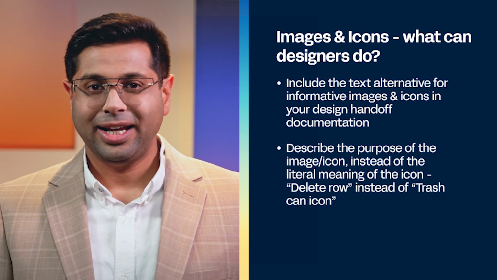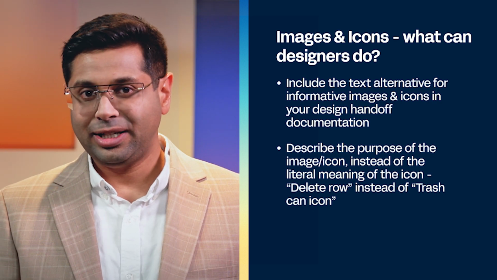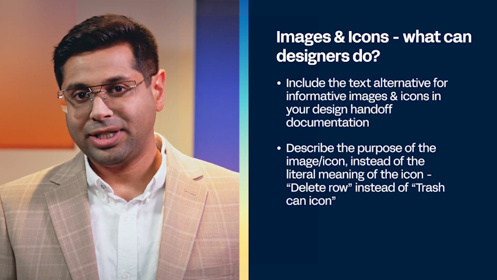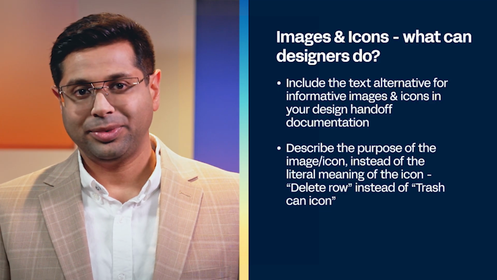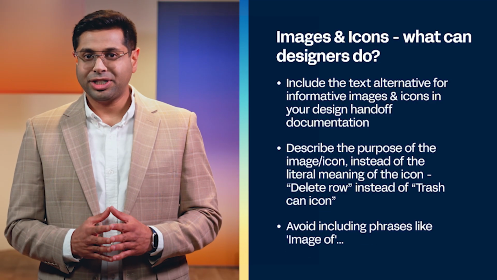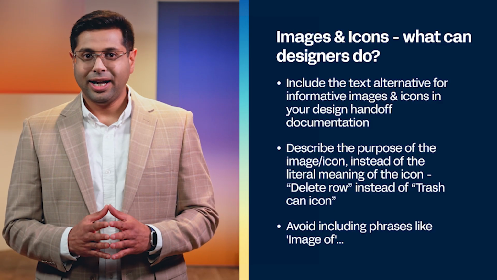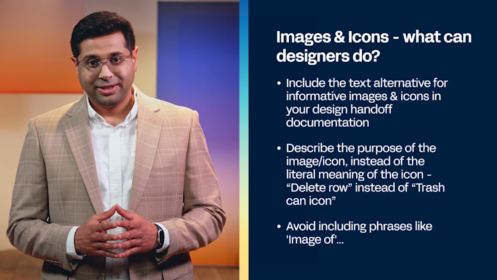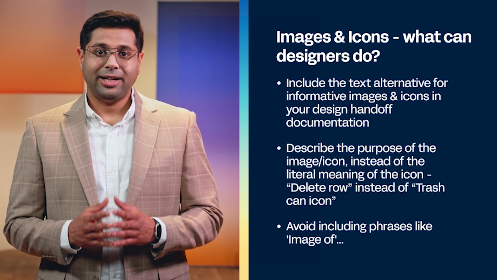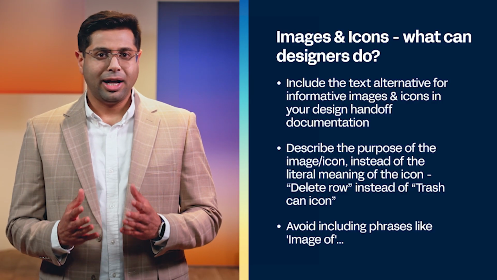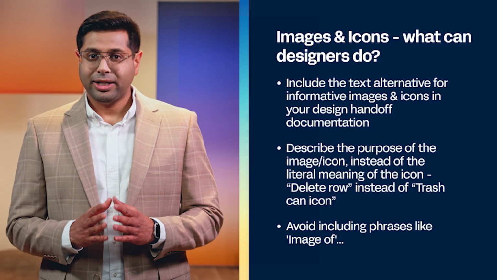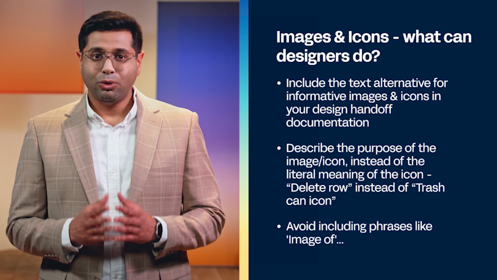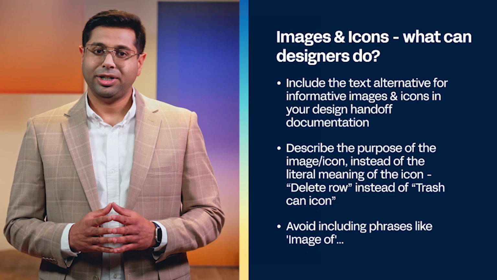For example, instead of naming an image of the delete button as trash icon, use text alternatives such as delete row or remove item. Third, avoid redundant descriptors. Screen readers inherently announce that an element is an image or a graphic. Therefore, including phrases like images of, graphic, icon, or picture of in text description is redundant and can create a frustrating, overly verbose experience for a screen reader user.